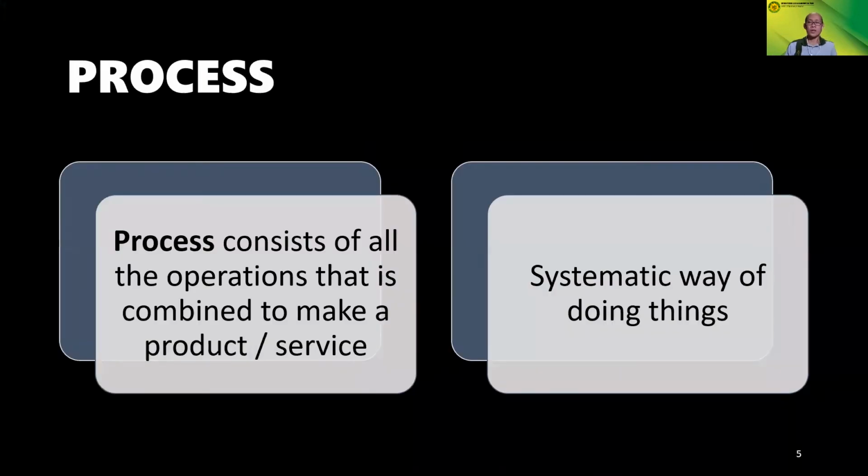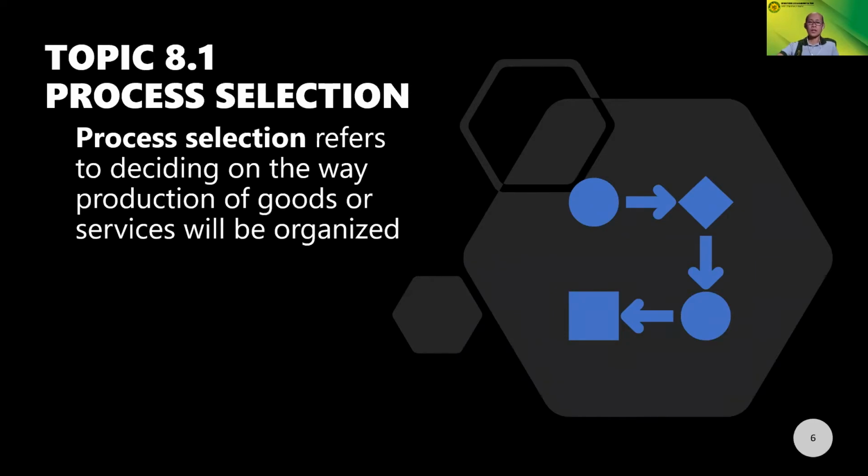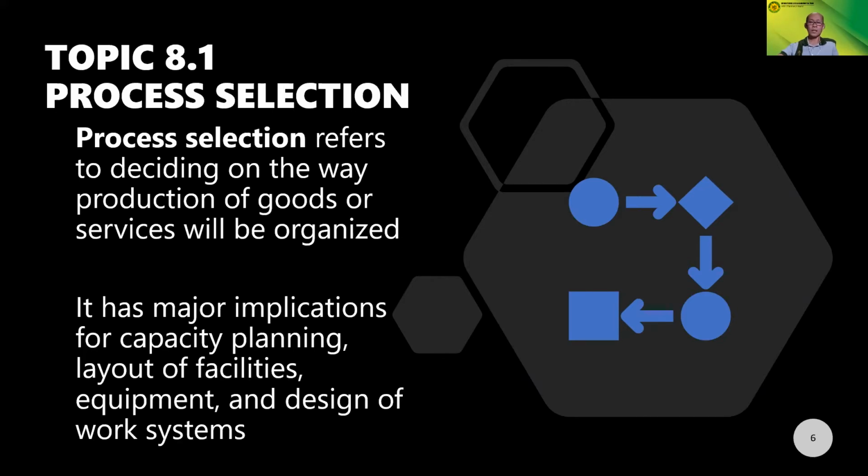A process consists of all the operations that are combined to make a product or service. In short, it is a systematic way of doing things. What is process selection? Process selection refers to deciding on the way production of goods or services will be organized, and as we have learned from the Coca-Cola video, it has major implications for capacity planning, layout of facilities, equipment, and design of work systems.